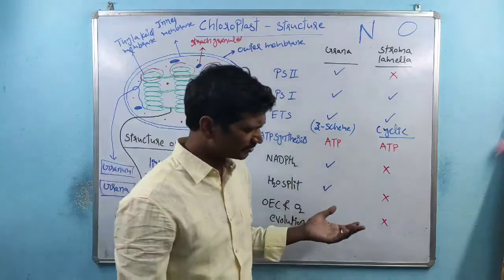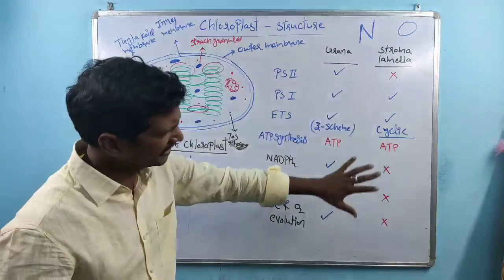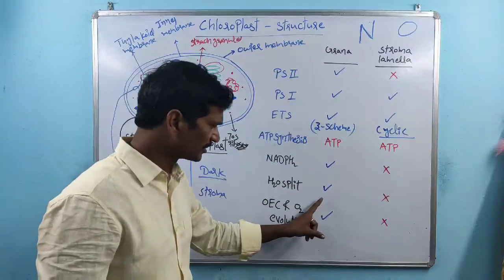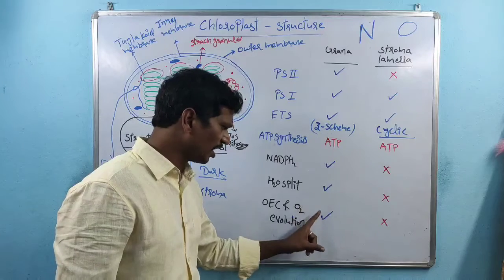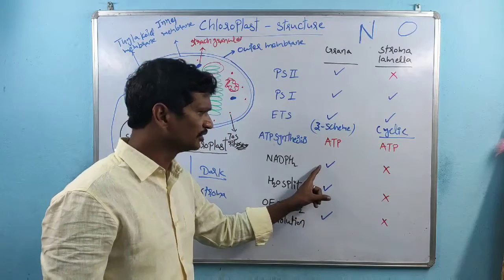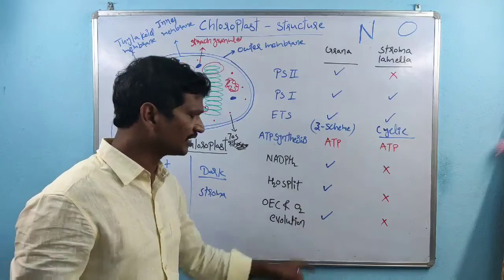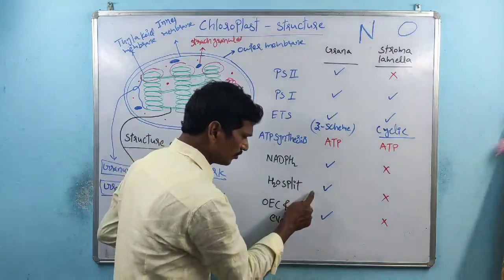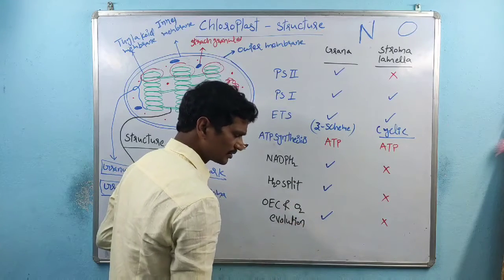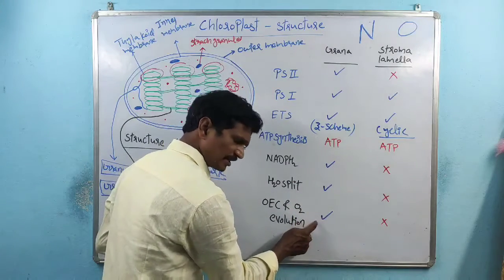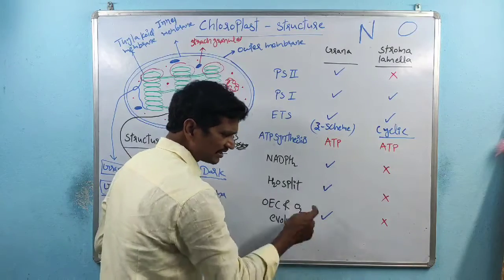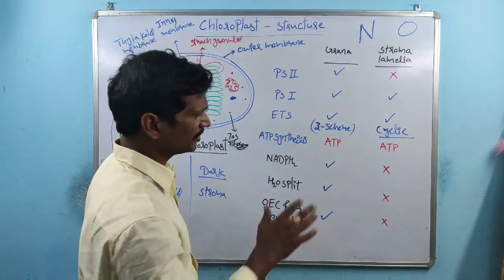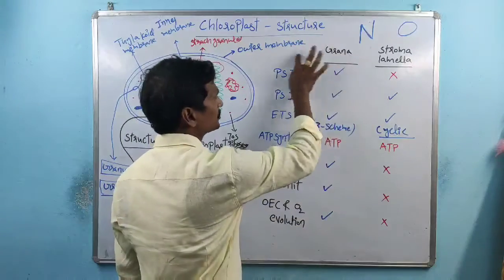So if we carefully observe this pattern, the water splitting process, oxygen evolution, and NADPH2, these three are linked with one particular component. See, NADPH2, splitting of water, and the oxygen evolution complex producing oxygen, these three are linked with one component. If we observe carefully, the component is PS2.